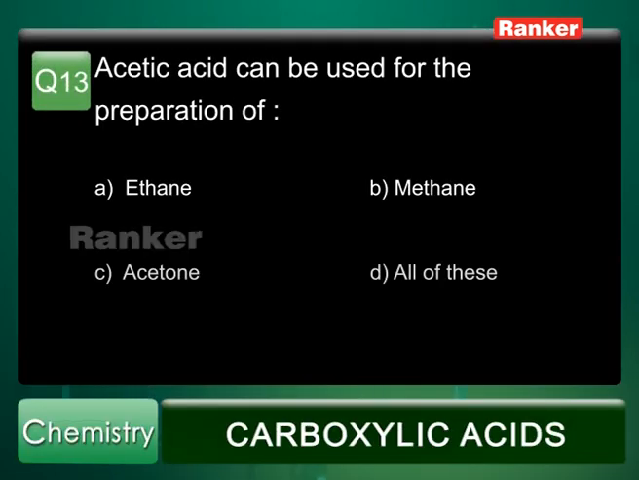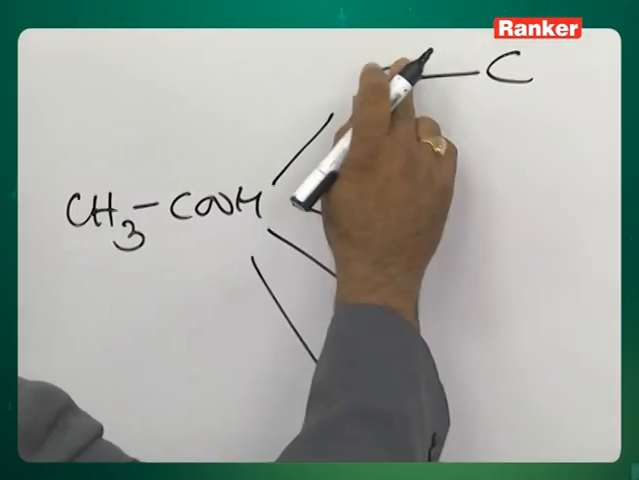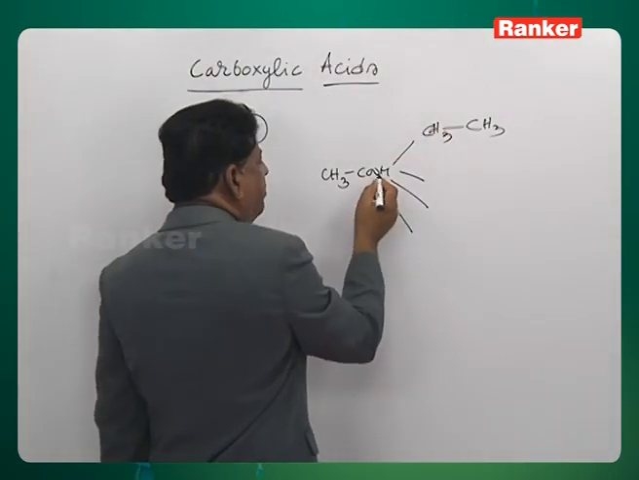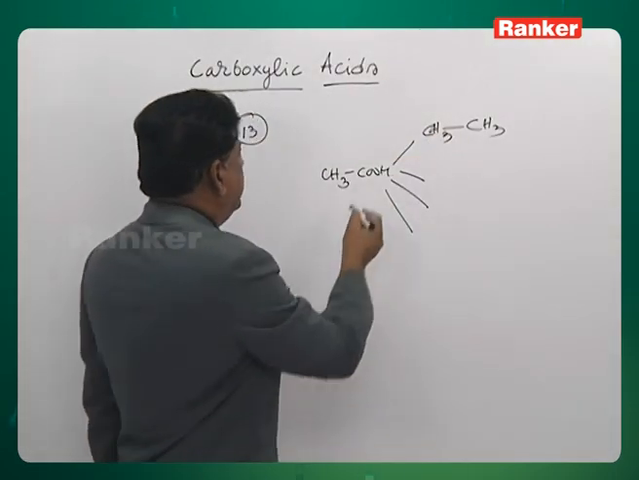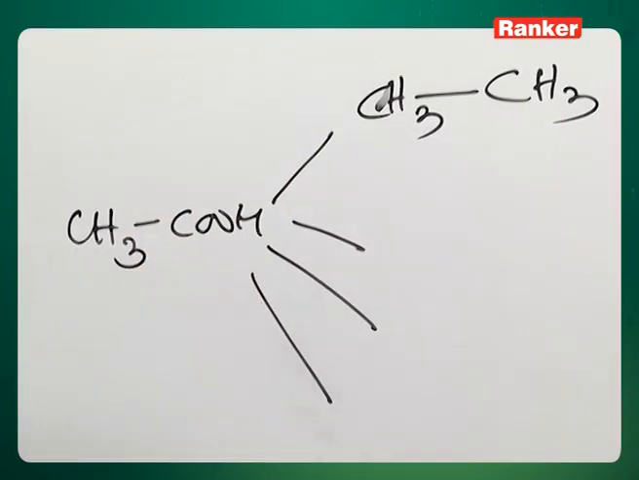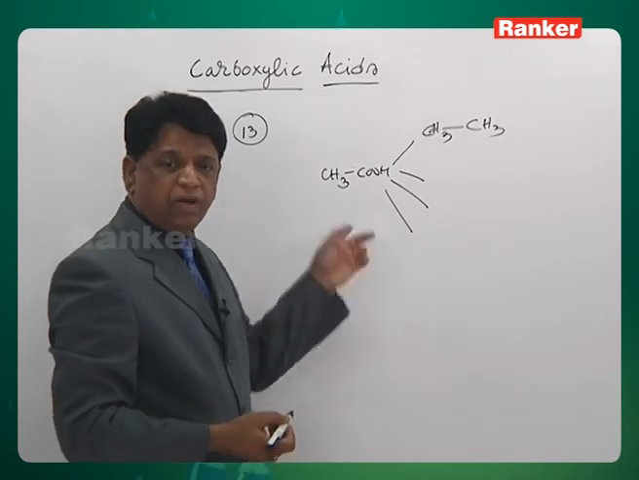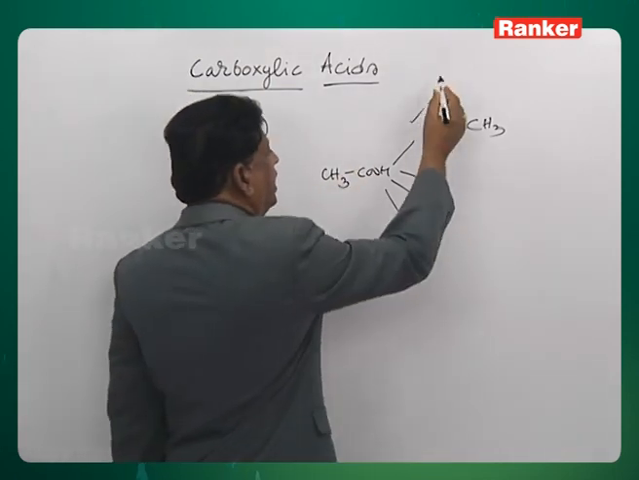13th question. The acetic acid can be used for the preparation of... So, starting with acetic acid, which of the following compounds can be prepared is the question. 3, 4 answers are there, but which answer comes? Well, let us say ethane. If you want to prepare a 2 carbon compound with the CH3, make a sodium salt, and even with HI phosphorus reduction will give ethane, or make a sodium salt and do the Kolbe electrolysis, ethane can be prepared. Okay, right.